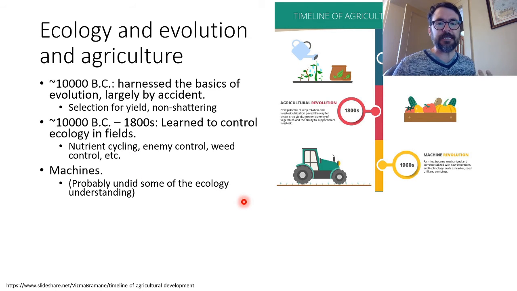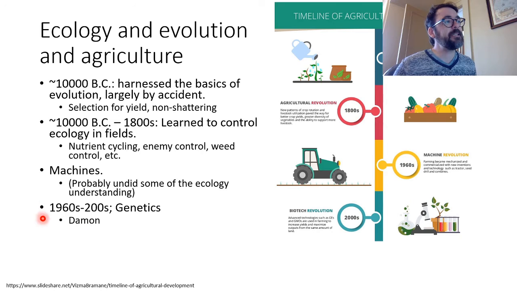Machines probably undid some of the ecological understanding in the 1960s because it allowed us to sit behind a wheel and you didn't have to pay as much attention to the natural cycle of things. But it gave us tremendous power, right? Farming became mechanized, and this mechanization is probably the reason why me and most of you are able to be at the university, because 100 years ago, we probably would have been out in the fields hand-picking corn.